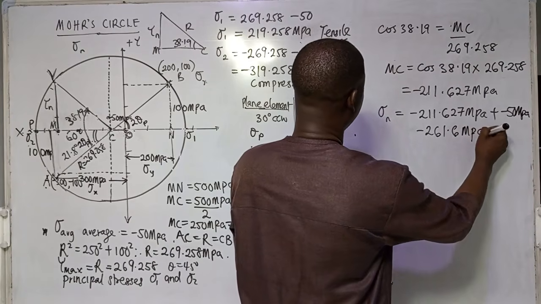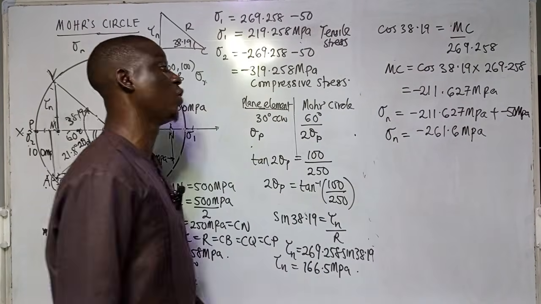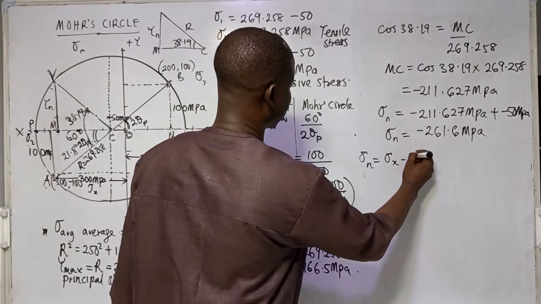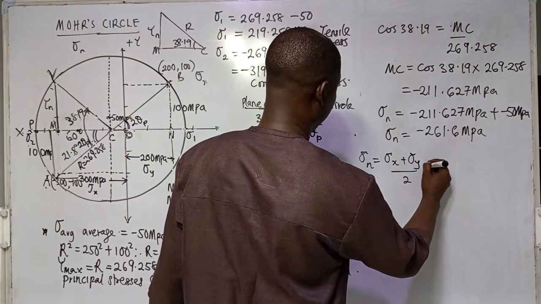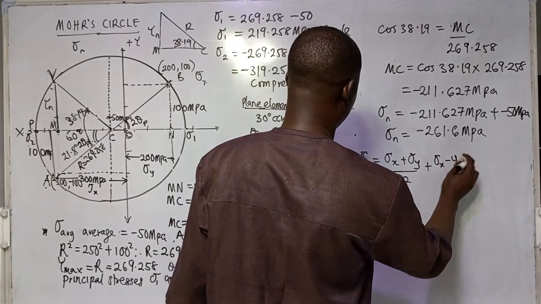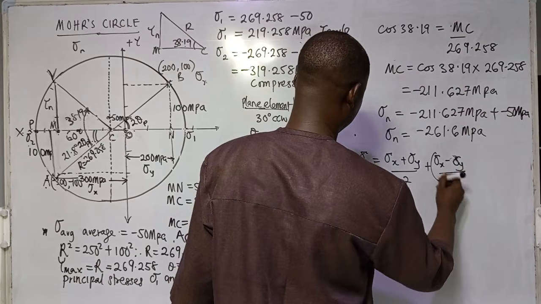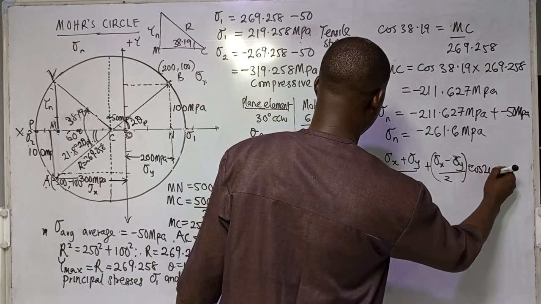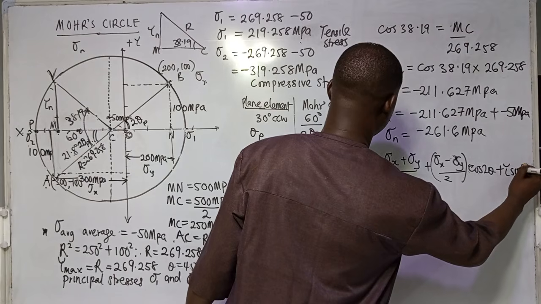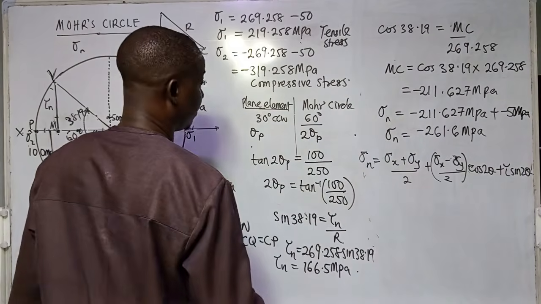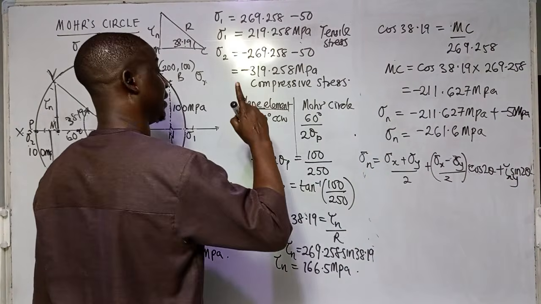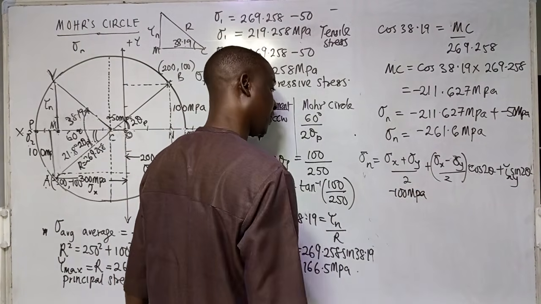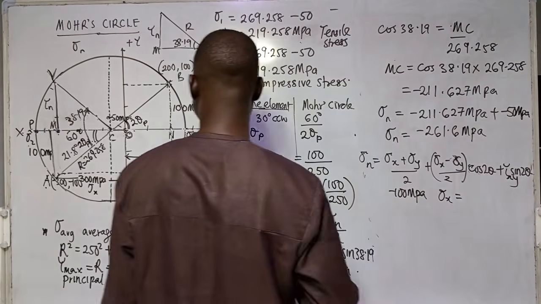If you still use your formula, those of you that are watching me, sigma n equals sigma x plus sigma y over 2, plus sigma x minus sigma y over 2 cos 2 theta, plus tau sine 2 theta. If you use that formula, this tau is along the xy plane, which is 100. You use that one as minus 100 megapascal. Use your values. What is yours?